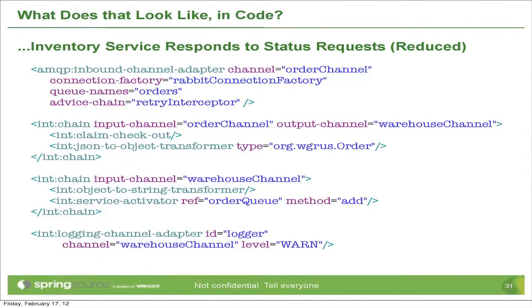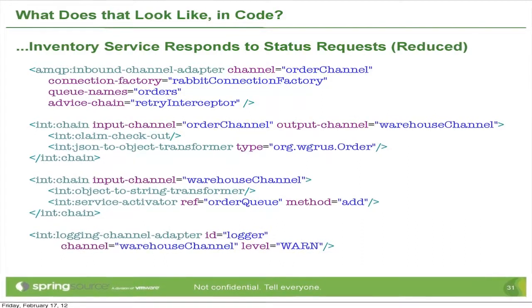Right, so inventory service now. This is the other side. This is not the front. This is in the background, the service responding to the questions. So now we have to receive the message from AMQP, right? We have to receive the message from the message broker.